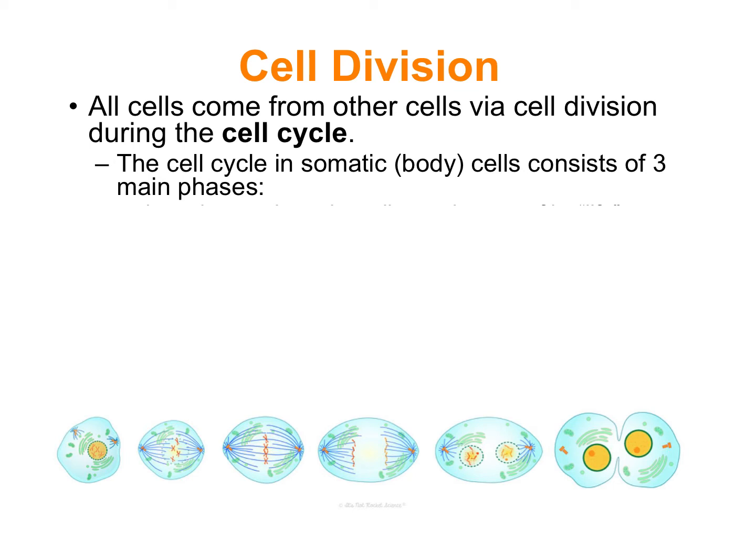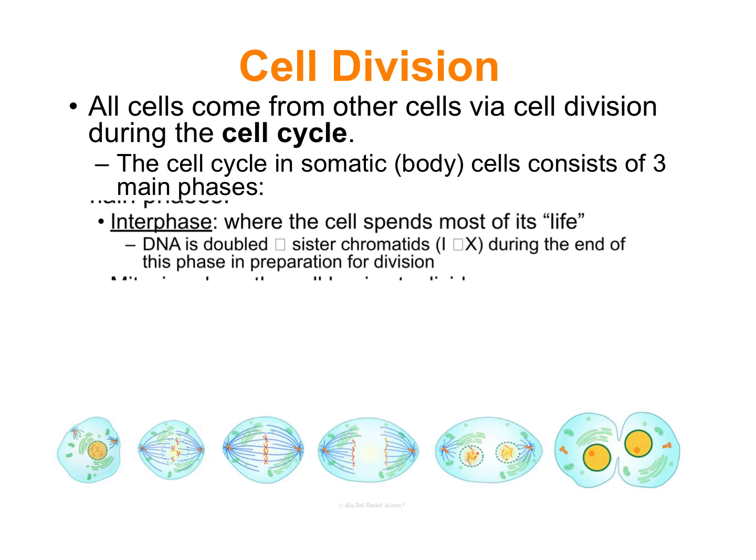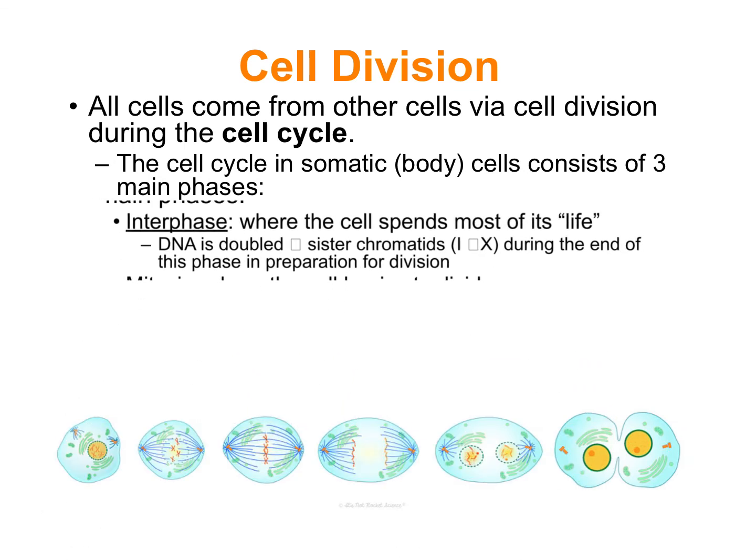And the first one of those phases is interphase. This is where the cell spends most of its life. So our DNA is doubled, meaning that we have sister chromatids. And in interphase, our cell is preparing for division.